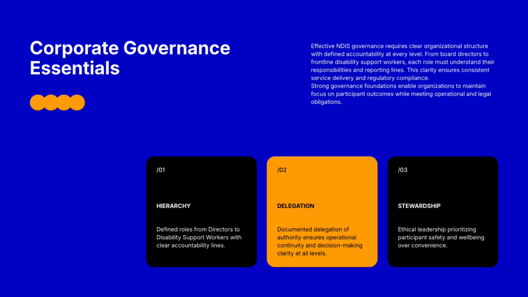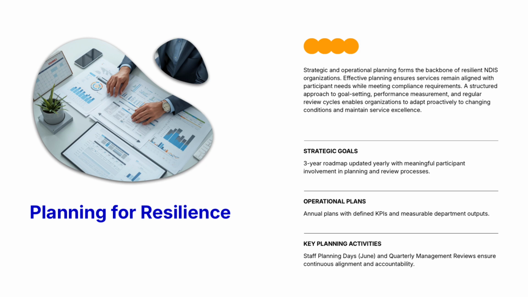Second, formal instruments of delegation ensure business resilience. Financial and operational thresholds are clearly mapped, defining exactly who holds the authority to approve expenditures, sign service agreements, or alter operational parameters. This safeguards continuity if key personnel are absent. Third, the principle of stewardship ensures that executive decisions prioritize human rights, safety, and the long-term sustainability of support delivery over short-term operational convenience.